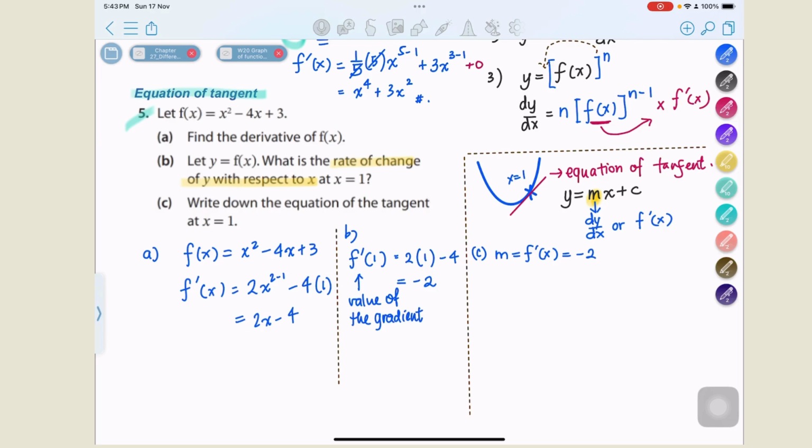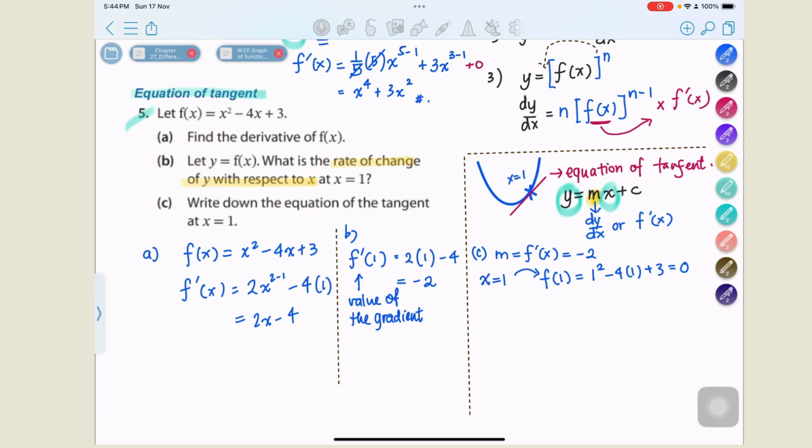Okay, this is not enough, because we need to form an equation. The next thing we need is a point to work out the entire equation. They are asking for the equation of tangent at x equals 1, so I take x equals 1 and substitute into my original equation f(x) to find my y value. I put 1 squared minus 4 times 1 plus 3, so my y coordinate is equal to 0.